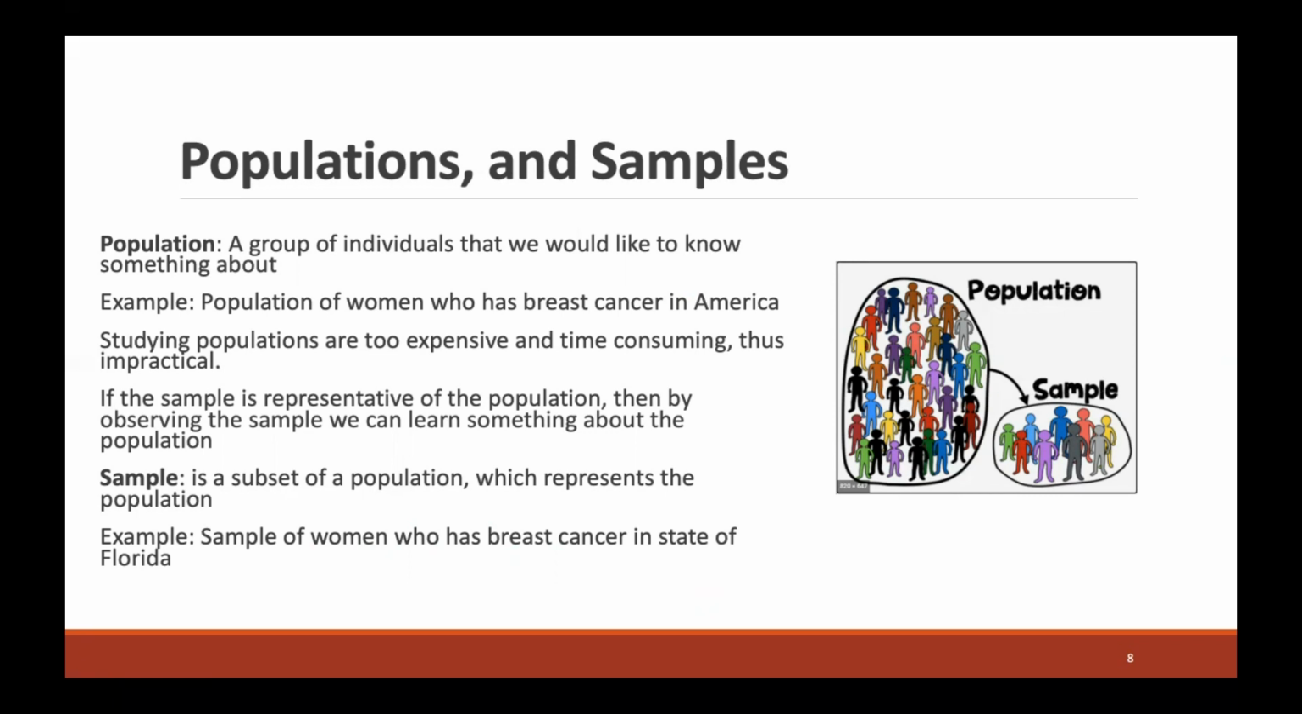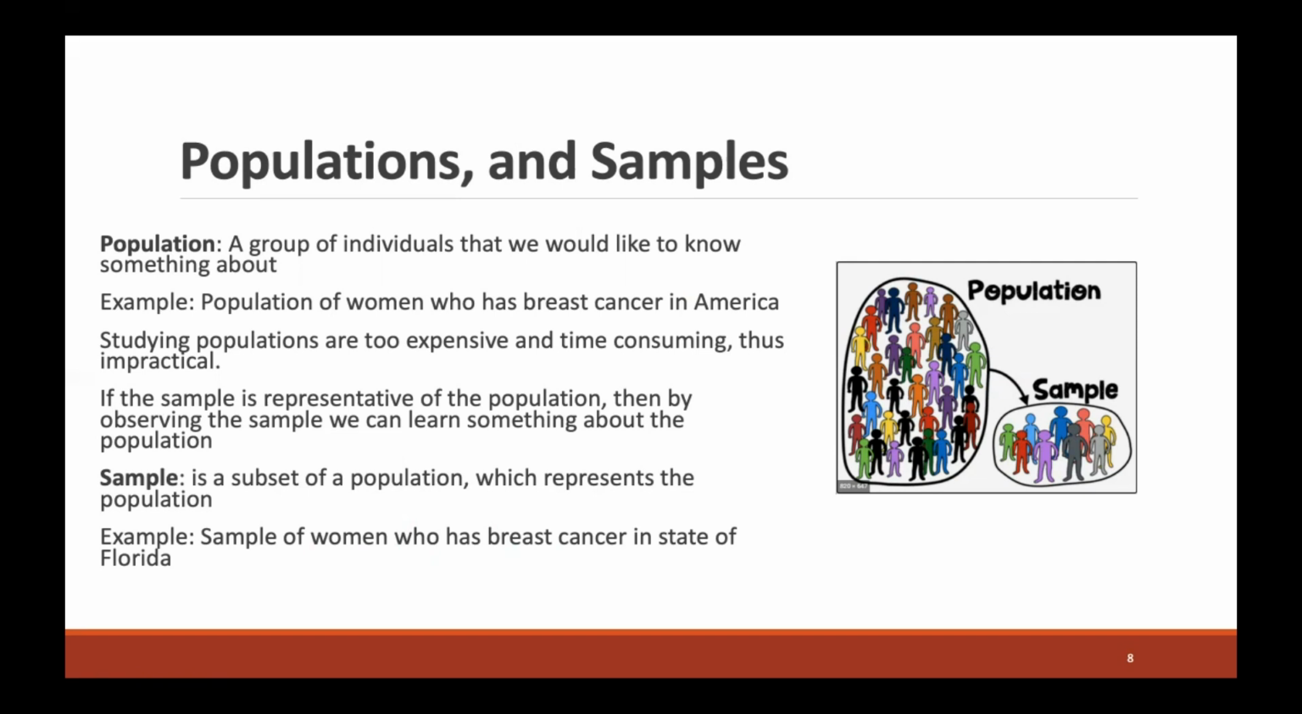For example, if we consider the population of women who have breast cancer in America, if you want to collect the data for that population, it will take immense time and effort and also money. So studying populations is always expensive and time consuming. If the sample is representative of the population, then by observing the sample, we can learn something about the population. So a sample is a subset of a population which represents the population.